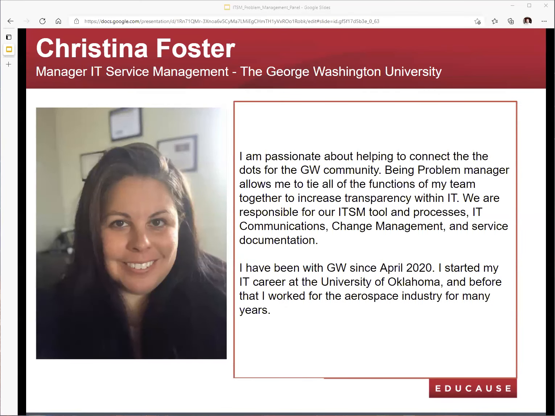Hello, I am Christina Foster. I am the manager of IT Service Management for George Washington University. Very passionate about connecting the dots for GW. I've been with GW only since April of 2020, so it's been an interesting transition. But before that, I started my IT career with the University of Oklahoma, where I served in a similar role. And before that, I worked for the aerospace industry for about 8 years as an aerospace engineer. Go ahead, next slide.